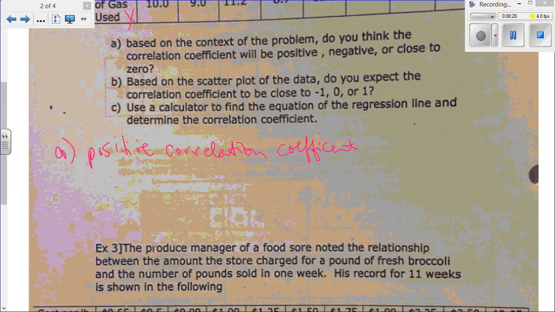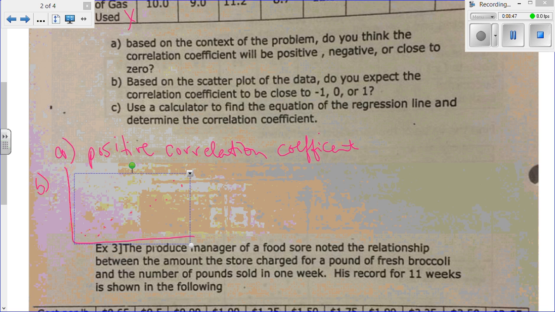For letter B, based on the scatter plot of the data, do you expect the correlation coefficient to be close to -1, 0, or 1? Well, if we look at the scatter plot, this is a real loose scatter plot, but it kind of looks something like this. That would mean we'd want it to be close to 1.